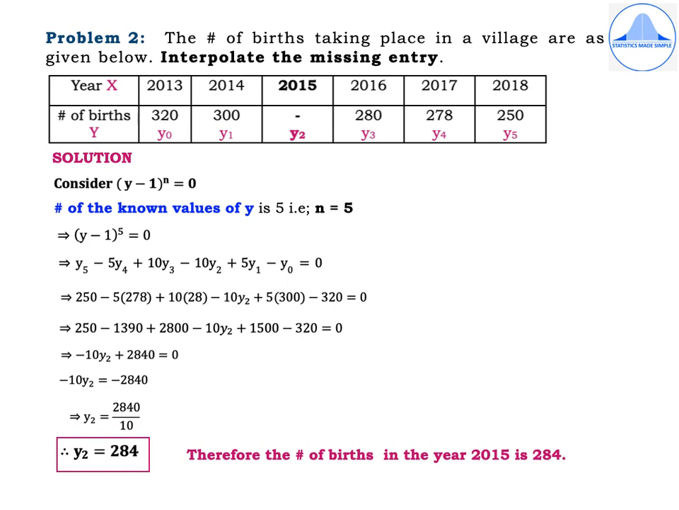First, you write y5, y4, y3, y2, y1, y0 and equate it to 0. Then put alternating plus and minus signs and see Pascal's triangle for n equal to 5, and you will get the coefficients as 1, 5, 10, 10, 5 and 1. So after we expand, the expression looks like y5 minus 5y4 plus 10y3 minus 10y2 plus 5y1 minus y0 equal to 0.